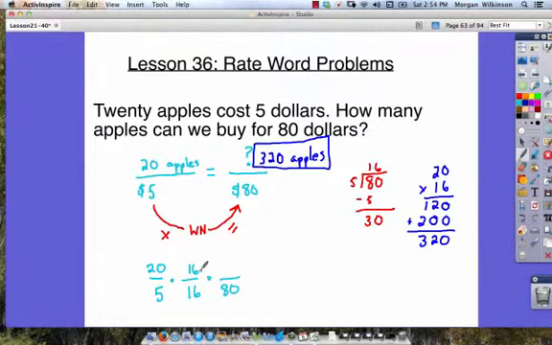Now another way we could have done this problem would be to say, well, 20 is 4 times bigger than 5, because 4 times 5 is 20. So the number of apples we need has to be 4 times bigger than 80. And 4 times bigger than 80 is 320. Just another way you can look at the same problem to get the exact same answer. Let's look at another one.